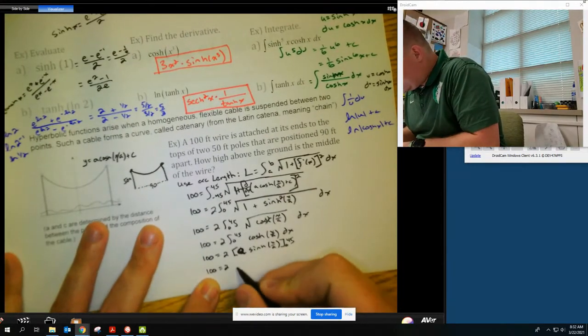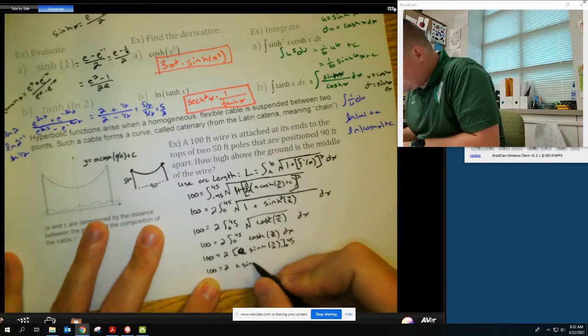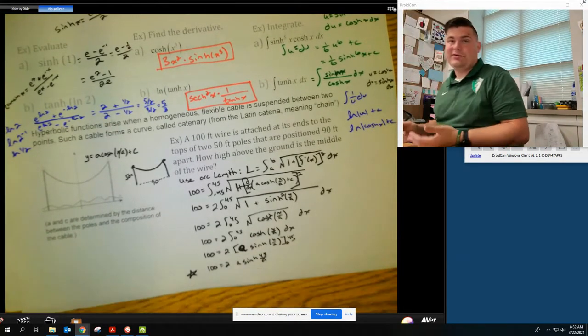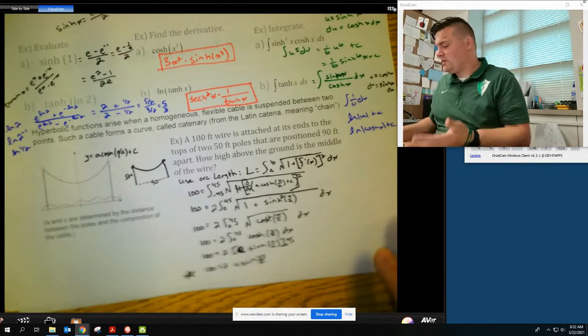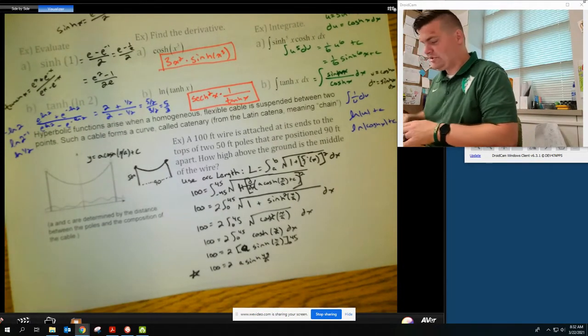This is going to end up being a sinh 45 over a. So this is the formula that you kind of just need to know how to use. I'm not saying memorize anything right now. Just know how to use it. So pretty much our arc length here, I just want to derive it for you.